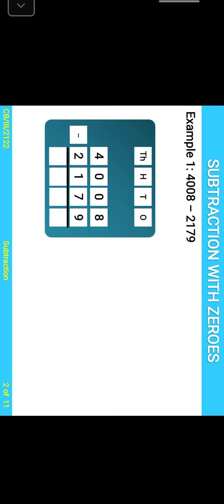But what should you do if there are two zeros with each other, in the same place or the nearest place? Like there is a zero at the tens place and also a zero at the ones place, and you also have to take a borrow, how will you take it? So I am going to show you that. First example, 4008 minus 2179. Students, this is an important topic. In this topic students have a lot of confusion.